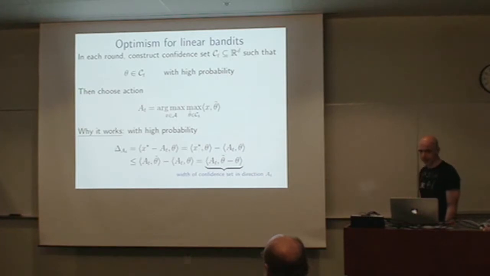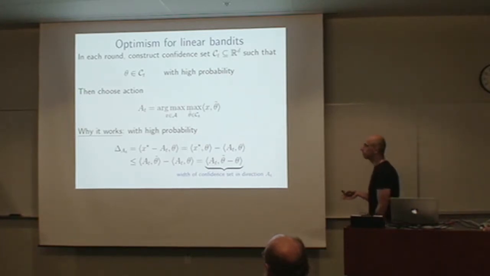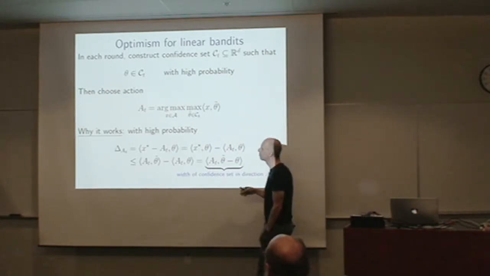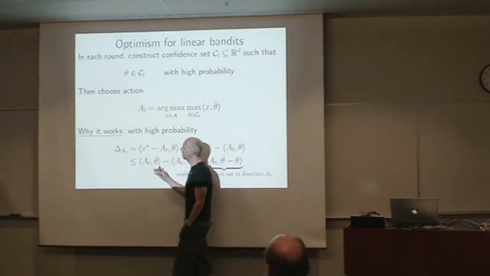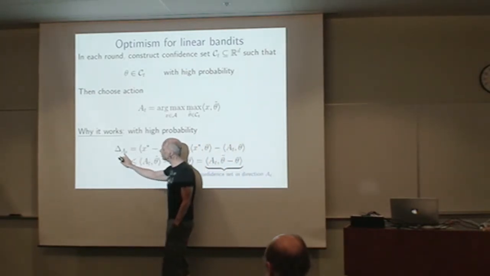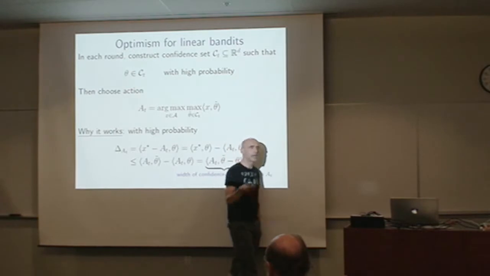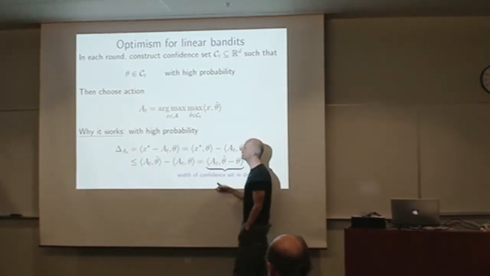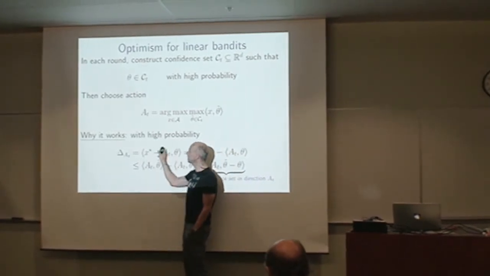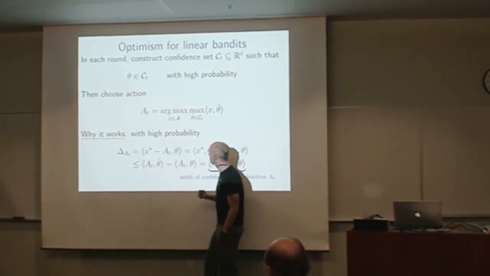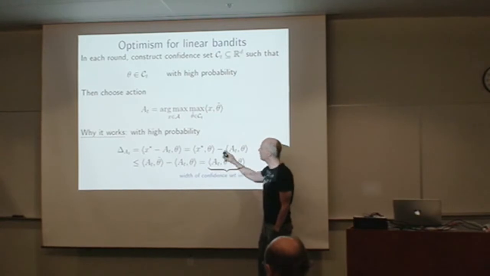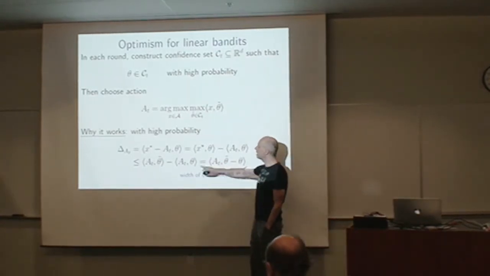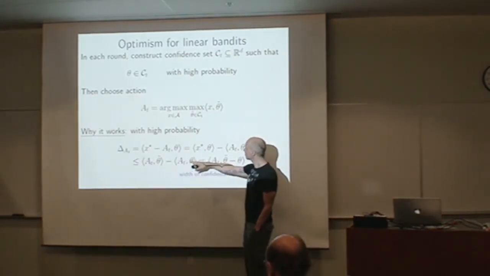So why does this optimism work? So how much do you lose in a single round? Let's say you choose action A_t in some round. That A_t is like the expected choice you make in this round, and you can just write it this way. And here we have this inequality.